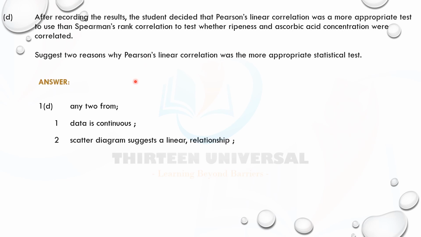So any two from: data is continuous, scatter diagram suggests a linear relationship, data is normally distributed. Normal distribution is when the data are symmetrical, and most of the data are within the spread between two extremes. The data spread between the lowest and highest, but most of the values are within the middle range. That's normally distributed.